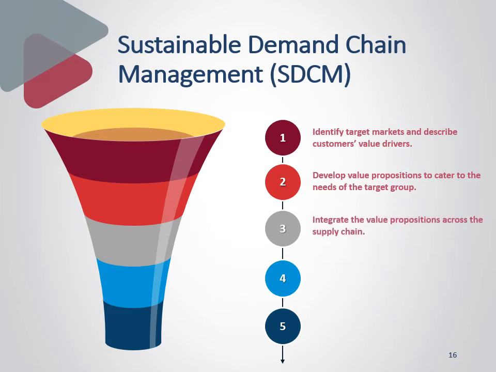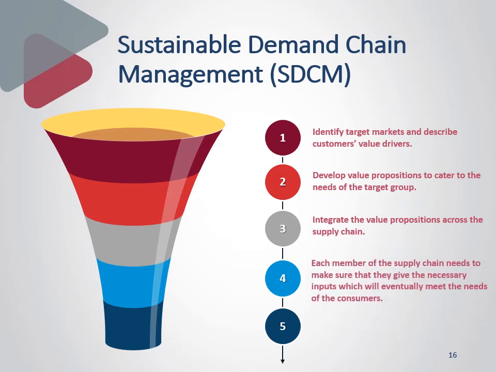These value propositions need to be integrated all across the supply chain. Each member of the supply chain needs to make sure that they give the necessary inputs which will eventually meet the needs of the customers. The most important part is that they need to do all of this in a way that is not harmful to the environment or the society. This is known as sustainable demand chain management.